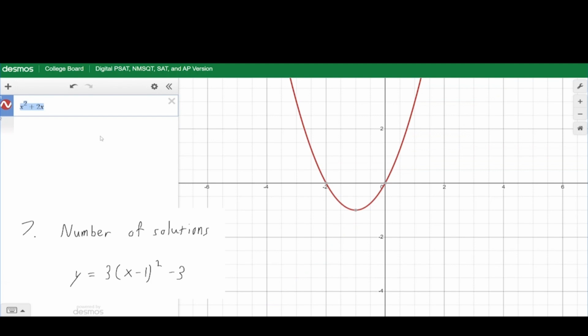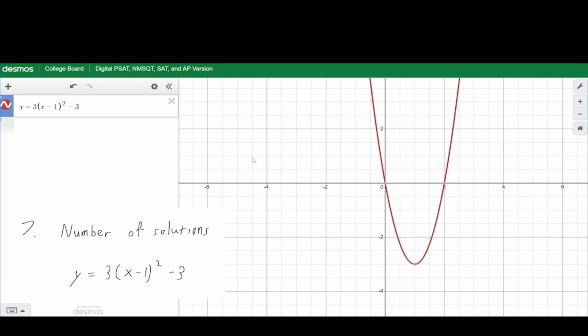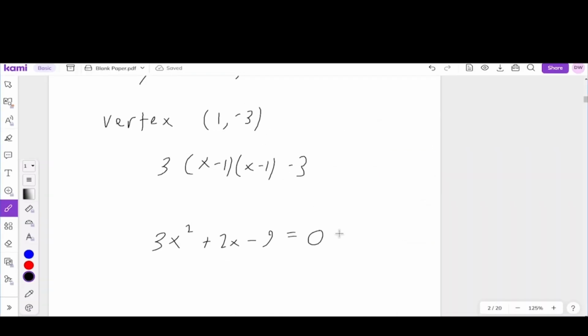We can just, again, type in, I'll do y equals this time just to show it doesn't matter, 3 parenthesis x minus 1 squared minus 3. And remember, the number of solutions, that's how many times it crosses the x-axis. And here we see there are 2 points, (0, 0) and (2, 0). Of course, the question didn't ask what are the solutions, which would be x equals 0 and x equals 2. The question asked how many, and the answer to that question is 2 solutions. So 2 solutions for that one.